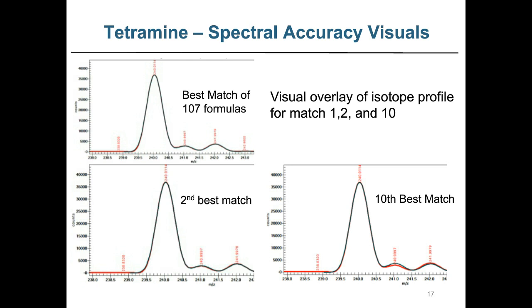If we look at the second best match, which is the lower left, the spectral accuracy is close, but it's not quite the same. It's a little difficult to see, but you start to see slight deviations at A+1 and A+2. And then as we drop down to the 10th best match, you can see clearly at A+1 and A+2 significant deviations in the isotope profile. So this is a very sensitive tool to assist us in gaining greater confidence in our formula ID for low-resolution instruments.